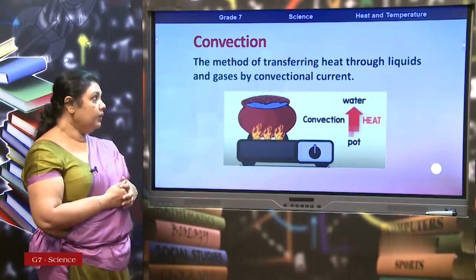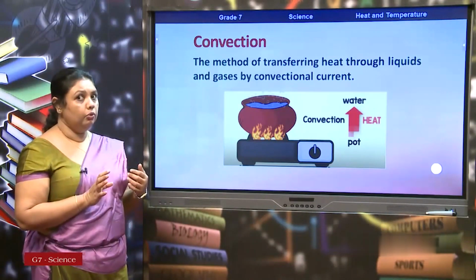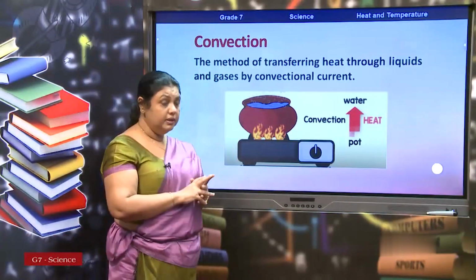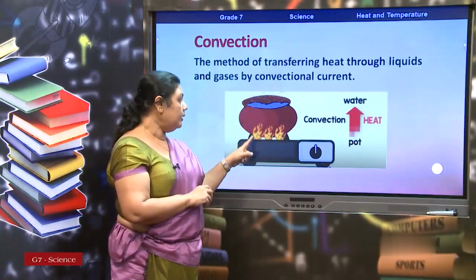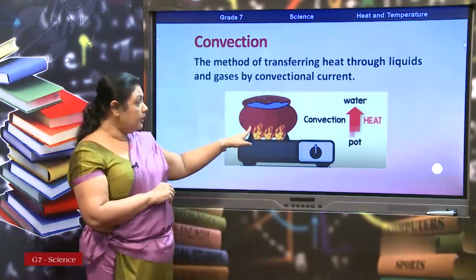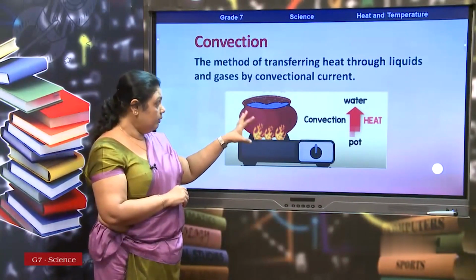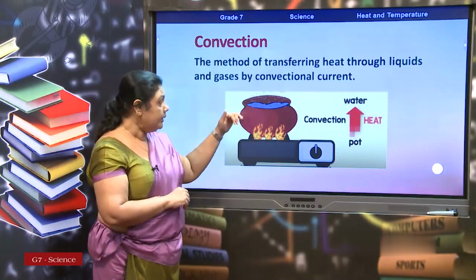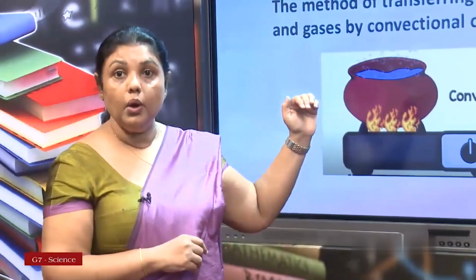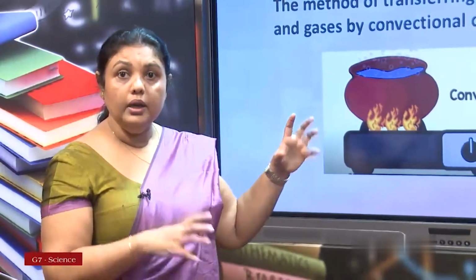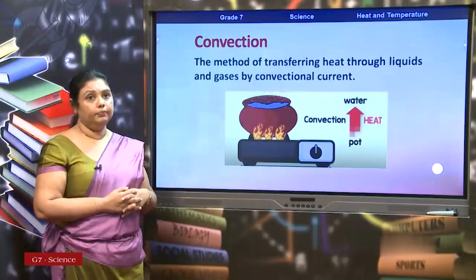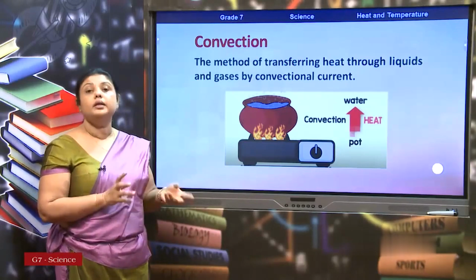So, here earlier the particles did not move. Now, the particles have some involvement in this. We will see. Look at this diagram. The pot has already taken heat. It has transferred it to the water. Now, water is a liquid. So, that liquid, how is it getting heated up? With the help of convection. How? We'll see how it happens.